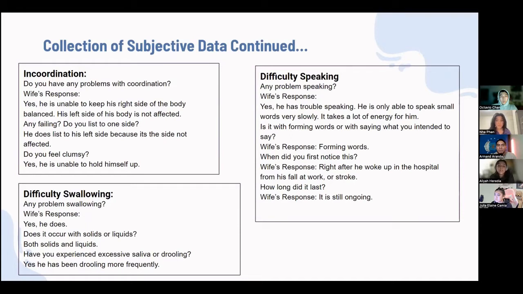And for difficulty speaking, any problem speaking? And his wife responded, yes, he has trouble speaking. He's only able to speak small words very slowly. It takes a lot of energy for him to even say one word. Is it with forming words or with saying what you intended to say? His wife responded, forming words. When did you first notice this? His wife responded, right after he woke up in the hospital from his fall at work or the stroke. How long did it last? It is still ongoing, according to his wife. Next, please.